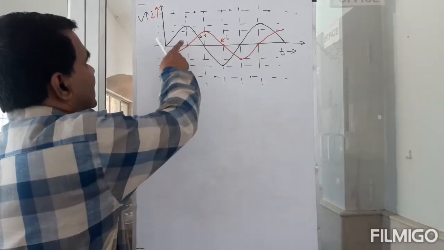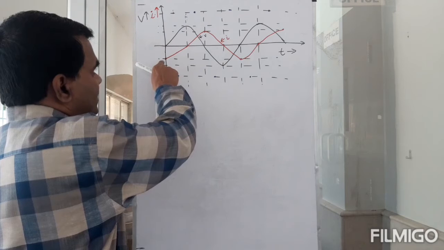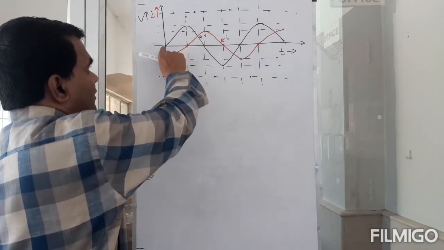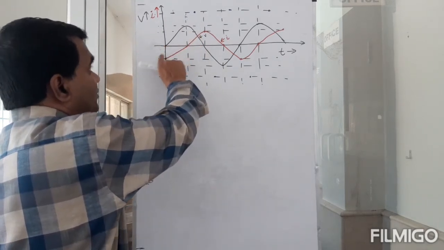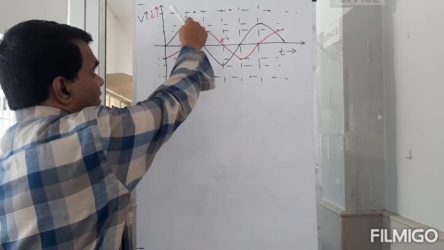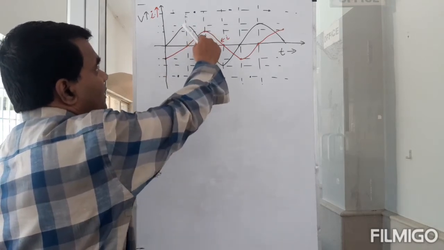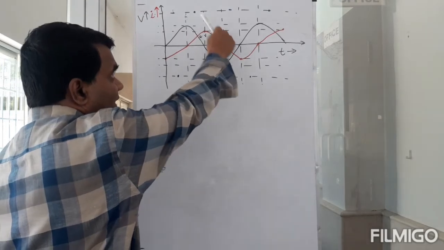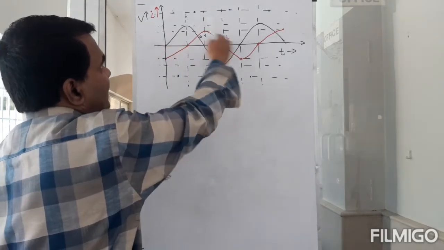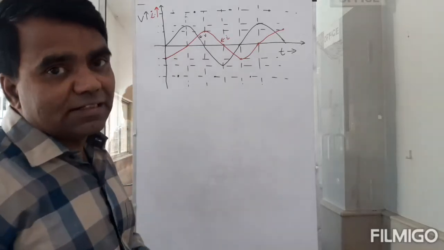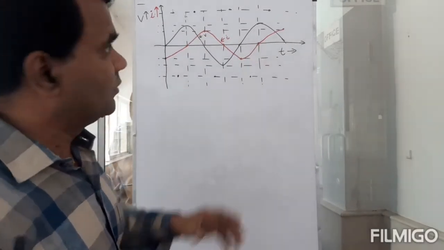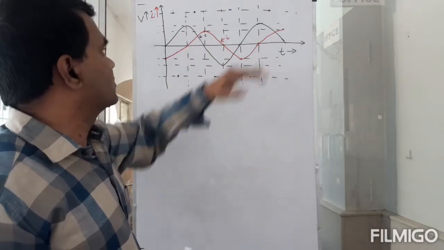You can see that it is lagging the voltage. When this is 0, this is a negative peak. First this becomes 0, then this becomes 0. First this becomes peak, then this becomes peak, and then this becomes 0. After that, this becomes 0. So you can see that the current lags the voltage by 90 degrees. This is the voltage curve, and that's the current curve.